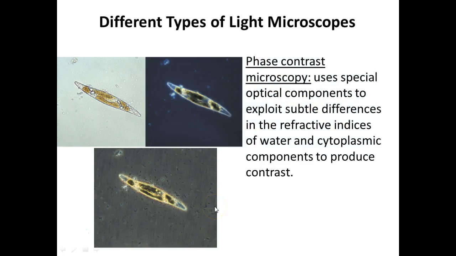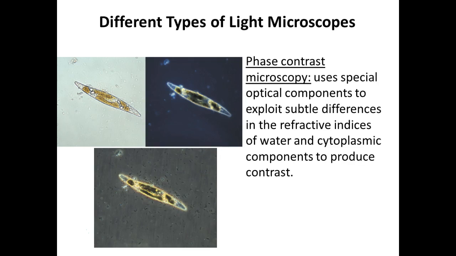Phase contrast, something I would like for us to have in our lab, again utilizes special filters and helps with light, and allows us to see subtle differences in how light travels through different substances like the cytoplasm. And so you can see this same euglena, quite a bit more detail here with the phase contrast. You can see all these little guys here that you didn't even quite notice in these other pictures taken with the different types of light microscopes.